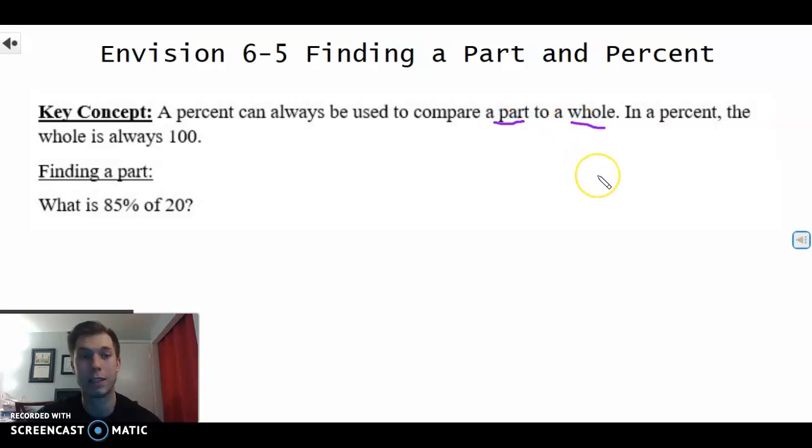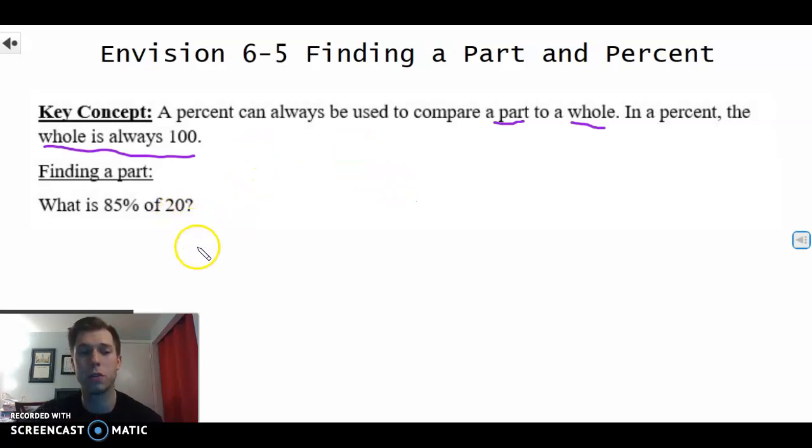Okay? And that's exactly what a percent is telling. It's telling you how much of that part do you have compared to the whole amount. Okay? In a percent, the whole is always 100. Okay, so whatever percent you have, if it's 20%, 15%, 52%, 73%, the whole is always going to be 100%. Okay, so just keep that in mind.